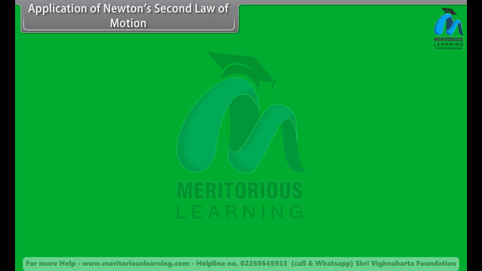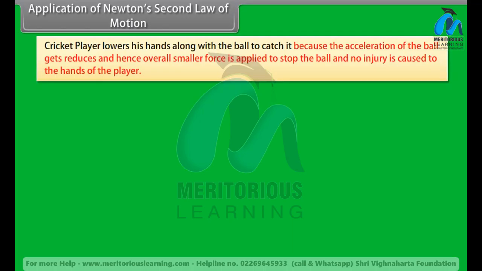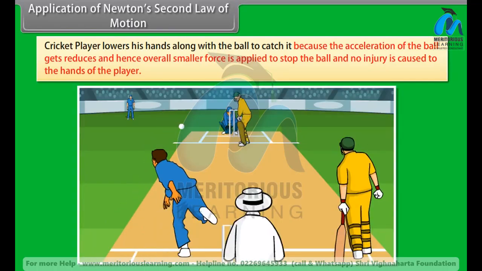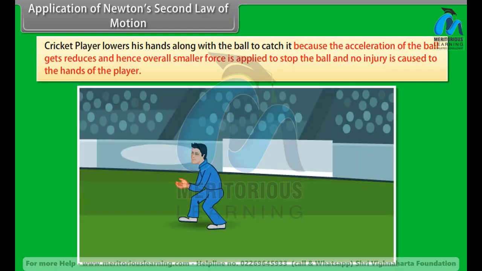Application of Newton's second law of motion. A cricket player lowers his hands along with the ball to catch it because the acceleration of the ball gets reduced and hence overall smaller force is applied to stop the ball and no injury is caused to the hands of the player.